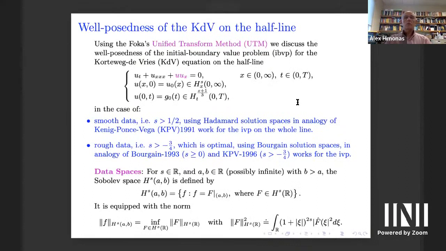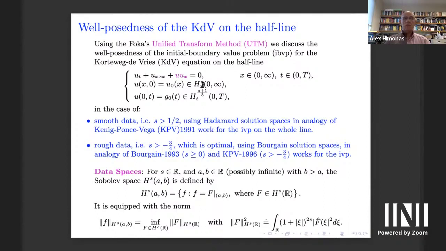Here is the abstract, the collaborators. Today we're going to discuss the well-posedness of the KdV on the half-line. We are going to use the Fokas unified transform method, and this is the method on which this approach is based. And so we see here the KdV initial boundary value problem.